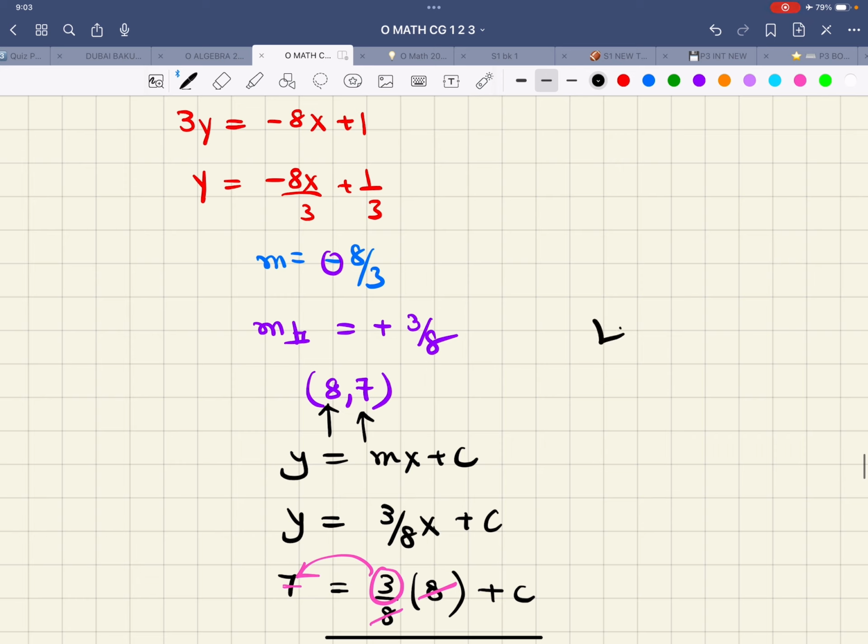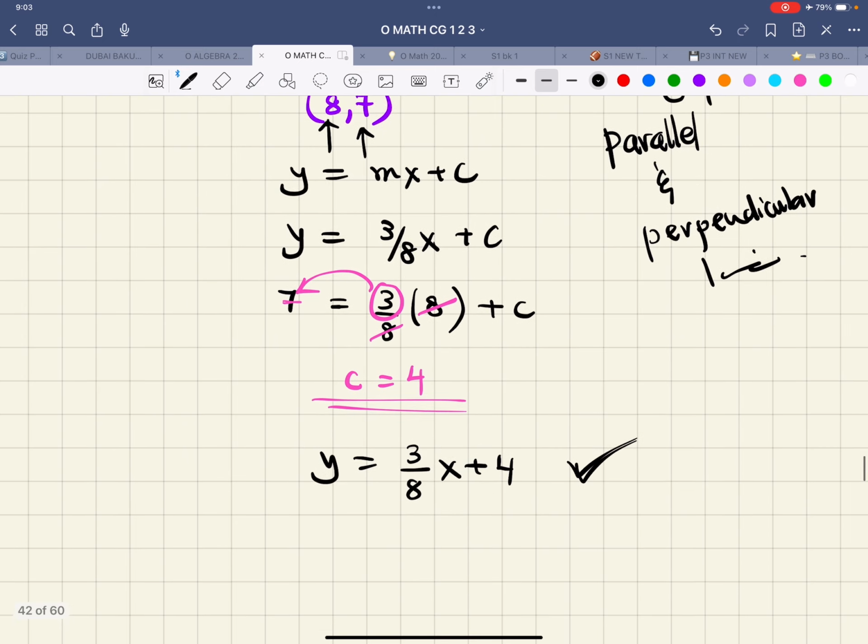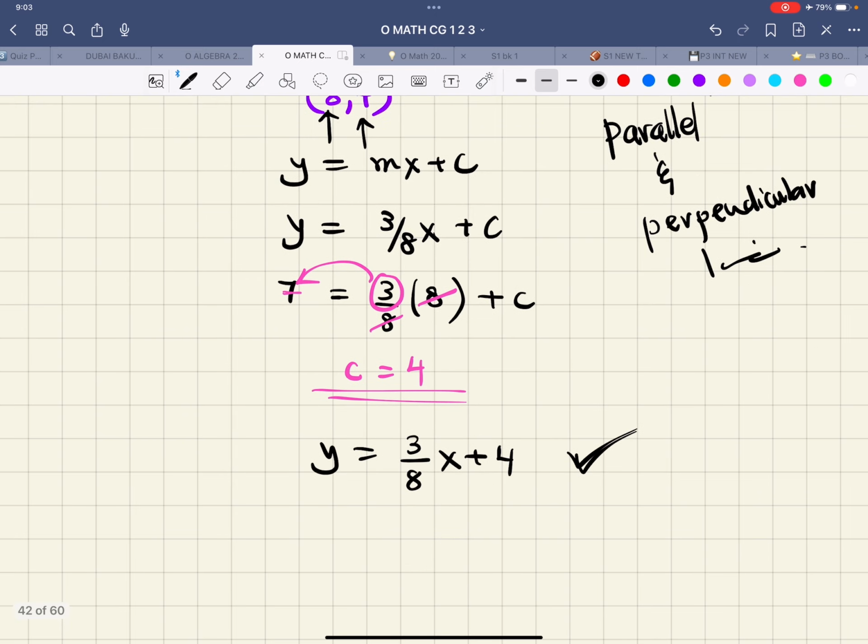So that completes lecture number 3 of coordinate geometry, which is about parallel and perpendicular lines. In the next lecture, we will be focusing on something related to midpoint and length of a line, distance between 2 points, and so on.